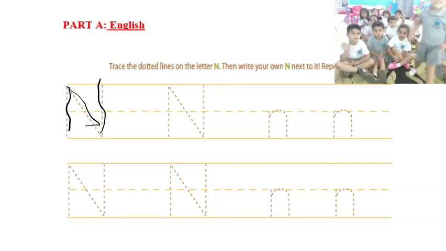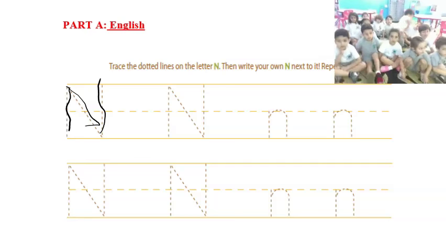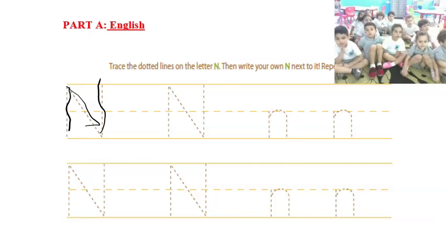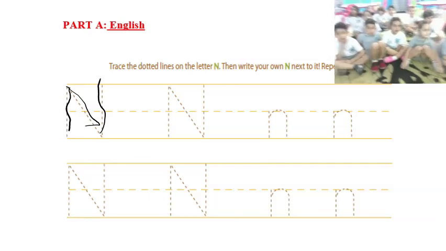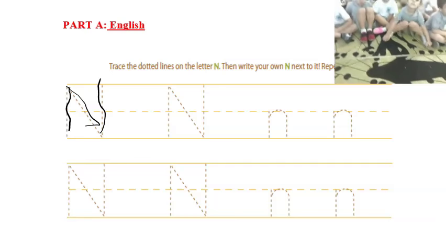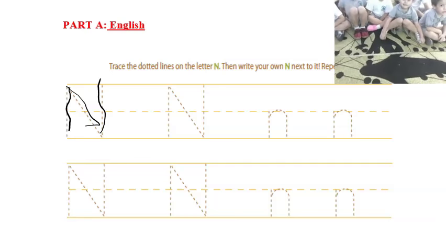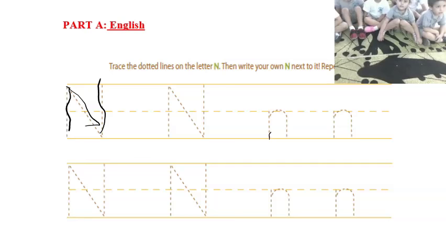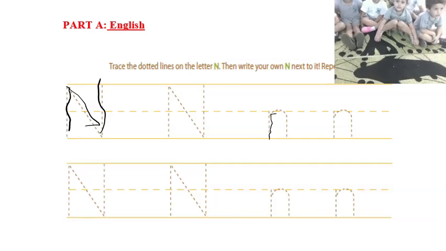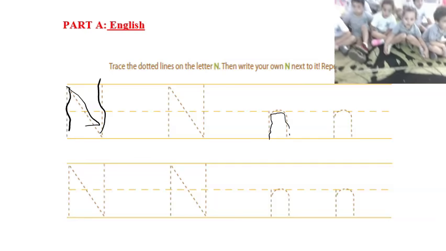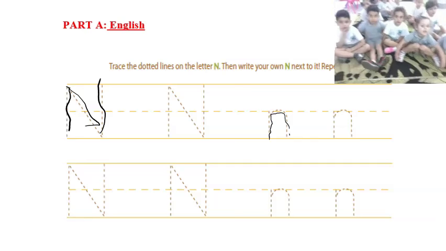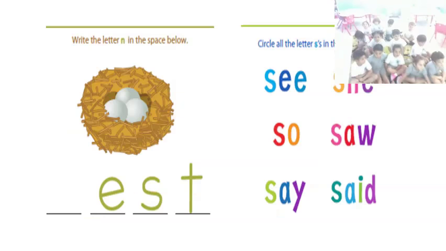Come, Hashem. Let's do it. Trace the small N, the lowercase N. Trace it. Good. Bravo, Hashem. Good boy.